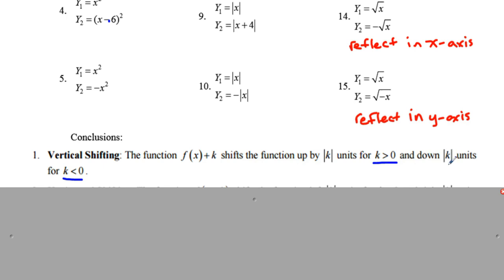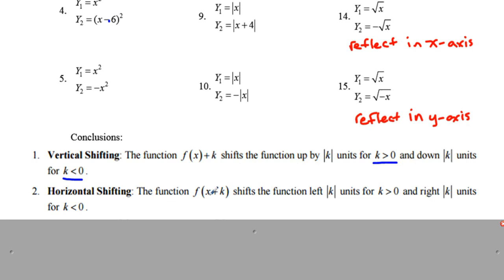The reason I'm using that absolute value is it just doesn't really come across clearly if I say it goes down negative 3 units. Well, is that really up because it's a double negative? So that absolute value clears everything up. Okay. Make that note and then play the recording.